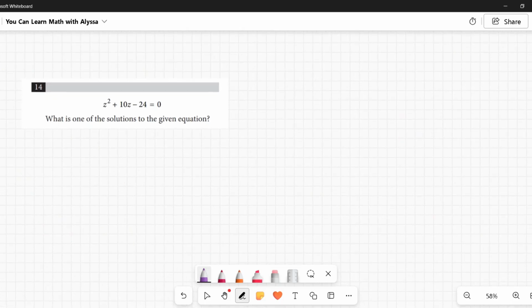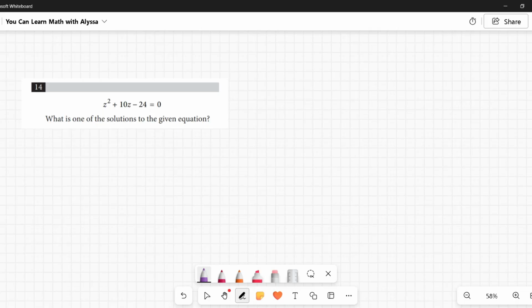Number 14, z squared plus 10z minus 24 equals 0. What is one of the solutions to the given equation? Now, usually with this, a lot of students want to go straight to graphing. If you do, that's fine. There's nothing wrong with graphing. If you've done a lot of factoring, then honestly, it might be a little bit faster because this isn't an overly complicated factoring one.